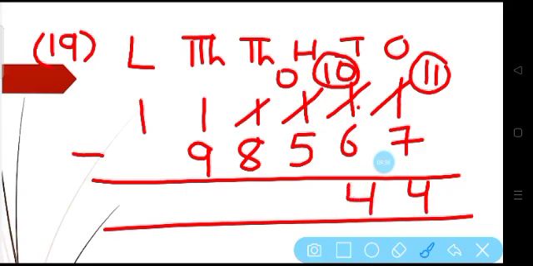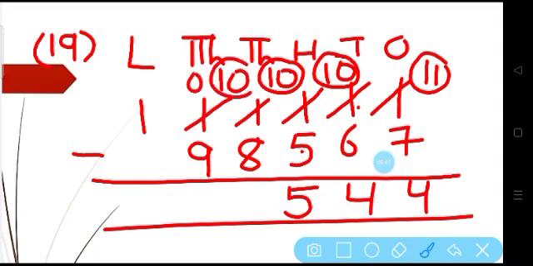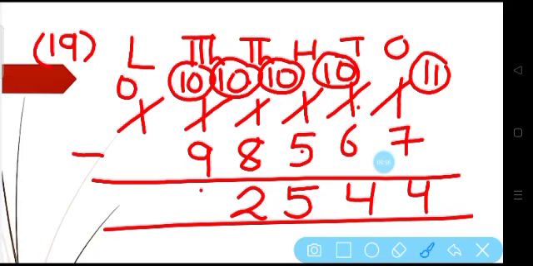Again we will borrow from this one. It will become 0 and it will become 10. 10 minus 5 will be equal to 5. Again we will borrow, it will become 0 and it will become 10. 10 minus 8 will be equal to 2. Here it will become 0 and it will become 10. So 10 minus 9 will be equal to 1. 0 minus 0 will be 0 only. So hence our answer is 12,540. Okay.